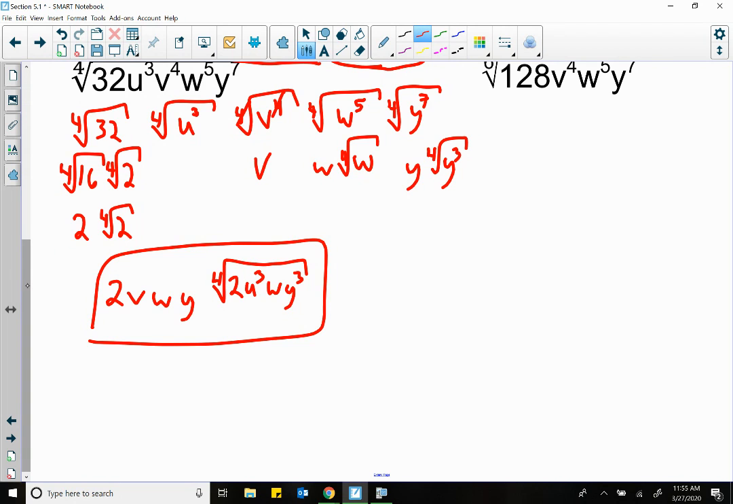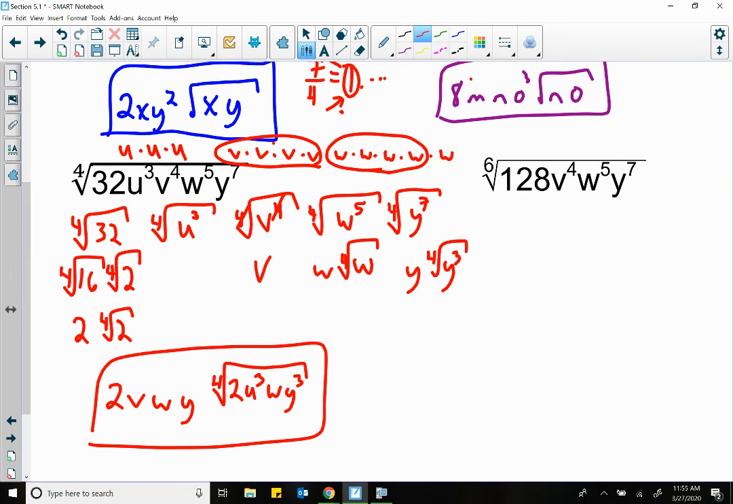Last problem, and then that will end simplifying. We just got 2 other concepts to talk about here in a second. So in here, we've got the 6th root of 128. We've got the 6th root of v to the 4th. We got a 6th root of w to the 5th. And we've got a 6th root of y to the 7th.